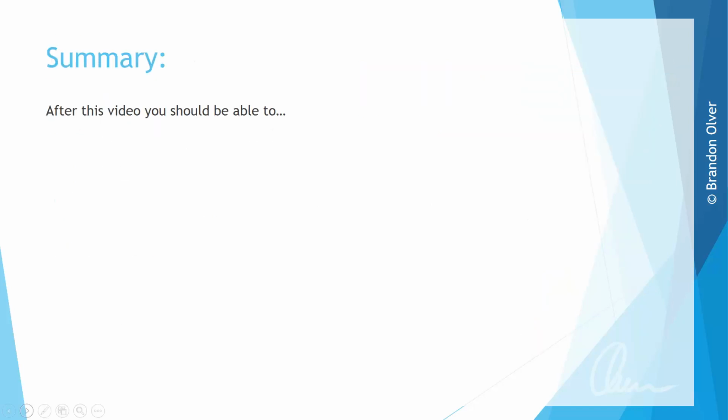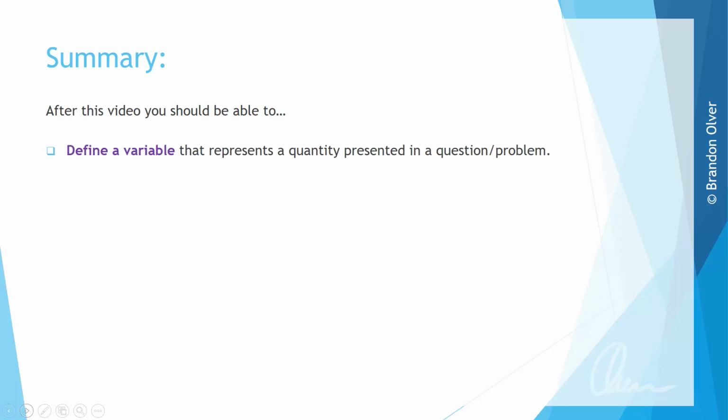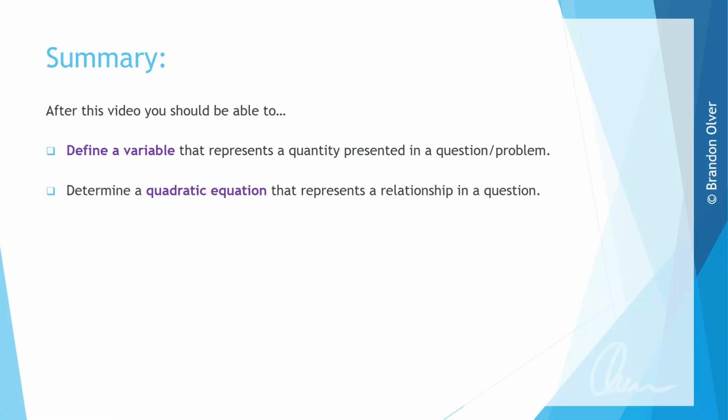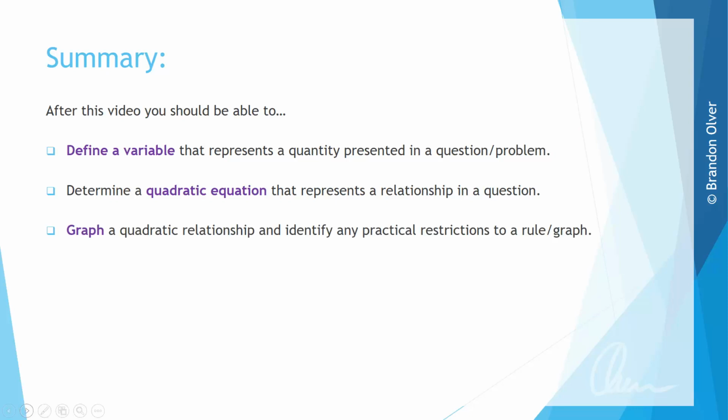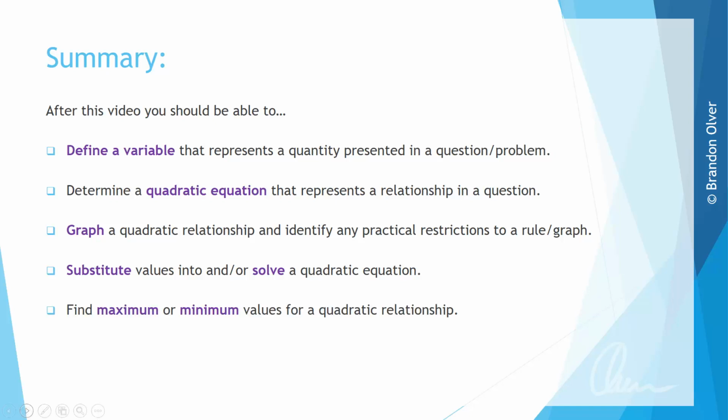After this video, you should be able to define a variable that represents a quantity presented in a question or problem, and to be able to determine a quadratic equation that represents a relationship within a question. You should be able to graph a quadratic relationship and identify any practical restrictions to a rule or graph. You should be able to substitute values into and or solve a quadratic equation. And finally, you should be able to find a maximum or minimum value for a quadratic relationship.